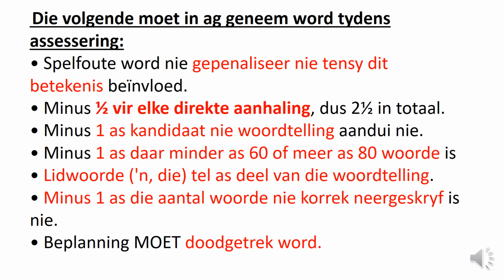So if you lied, you also lose 1. So if you've now lied, so you wrote the incorrect number of words and you have less than 60 or more than 80 words, you lose 2 marks for being dishonest and for having more or less words. Beplanning moet doodgetrek word. So if there isn't a line through the planning, you lose 1 mark.